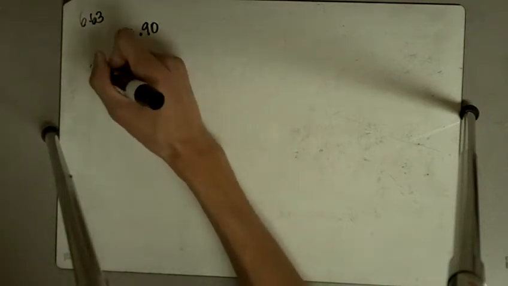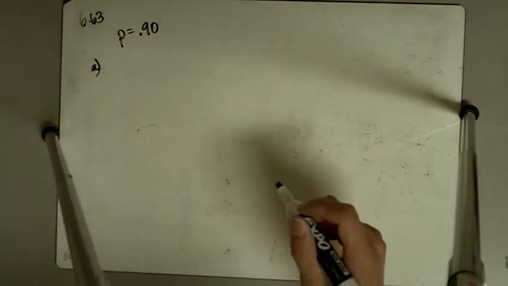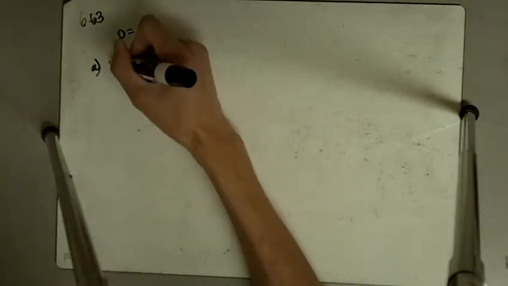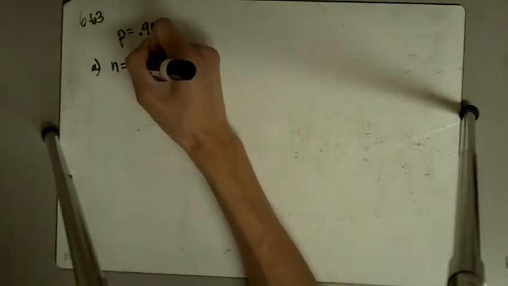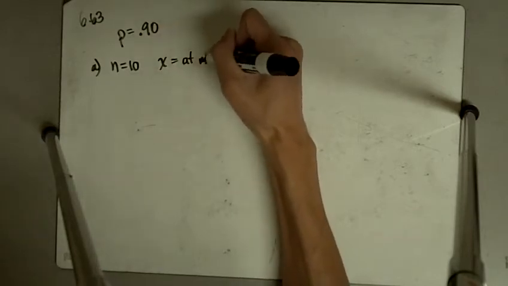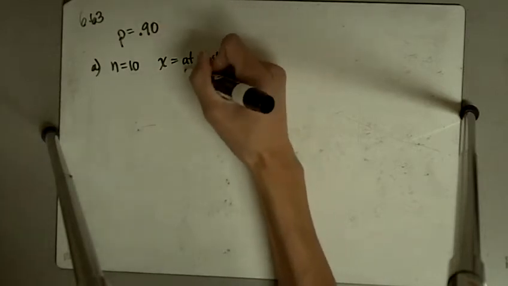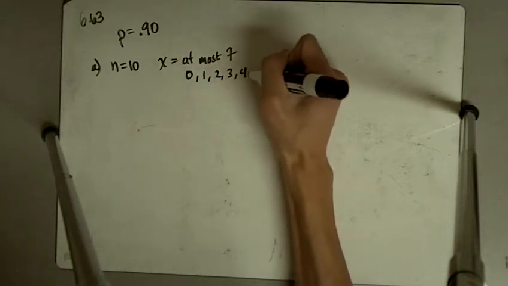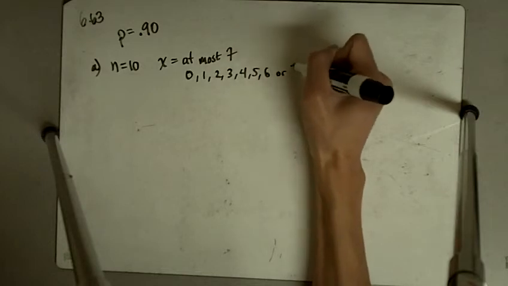And then part A says find the probability that at most 7 out of 10 will find a job in their chosen field. So we've got n is equal to 10, and we've got x is equal to at most 7. So at most 7 means 0, 1, 2, 3, 4, 5, 6, or 7.